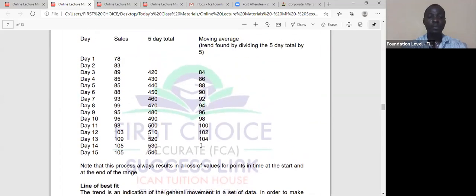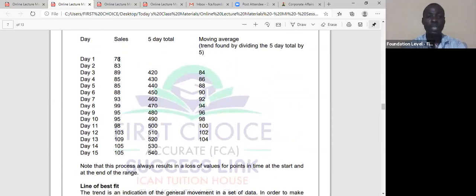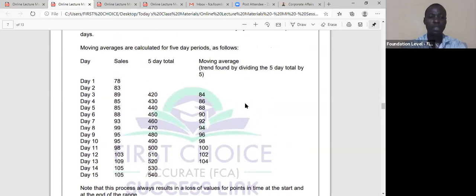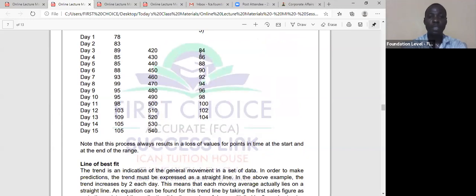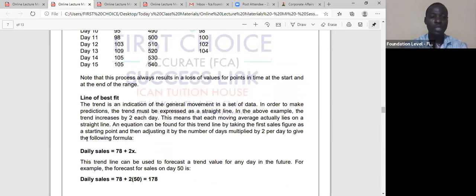Now look at what they said. If you want to find the equation of the trend, you can take this sales figure, or you can even take this trend line, any of them, but here the question says you can take this one. After taking it, you will now say multiplied by 2, because there's a difference here: 2 multiplied by the number of days. So look at the formula here. The 78 is what starts it, plus 2x. So this 78 is the minimum point, which is like the intercept on the y-axis.